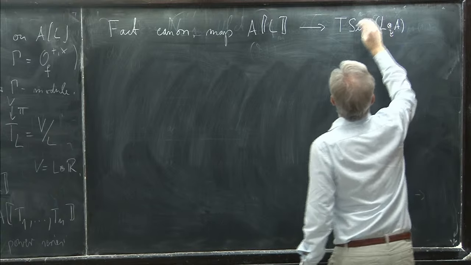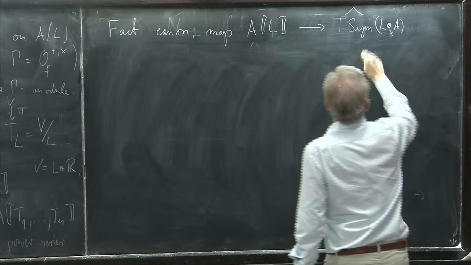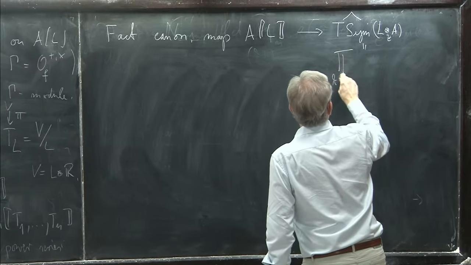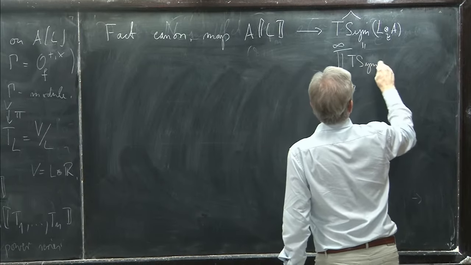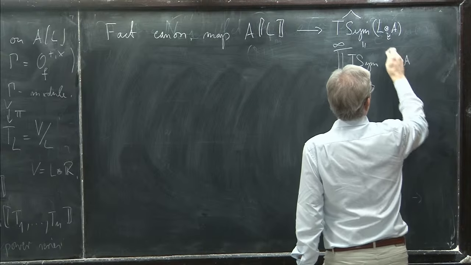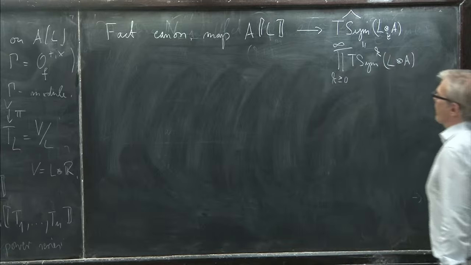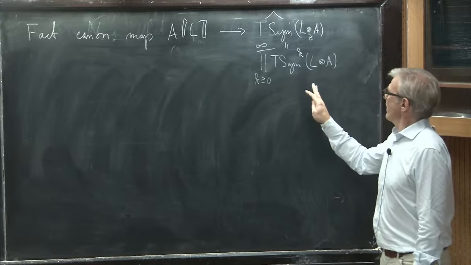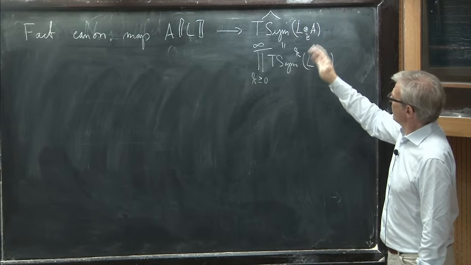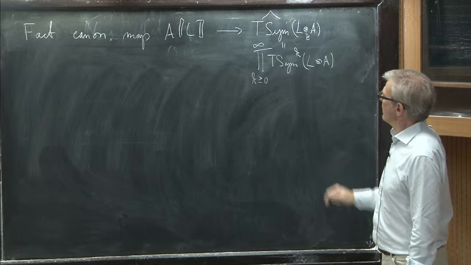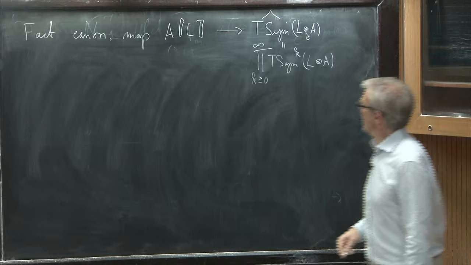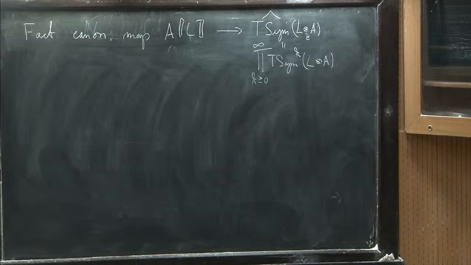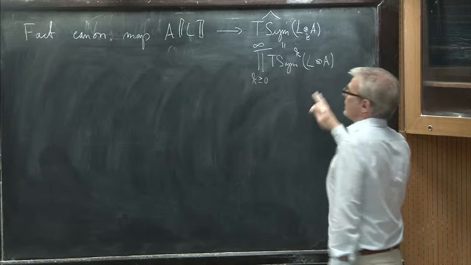and you complete it with respect to the augmentation ideal. So that's just the product over k bigger or equal to 0, to infinity, of the tensor symmetric powers of L to the A. For those who have never seen this before, the symmetric powers you might have seen, but the tensor symmetric powers are not the same if the coefficients are not rational or characteristic 0. And for integrality questions, it's really very important to differentiate between these things.